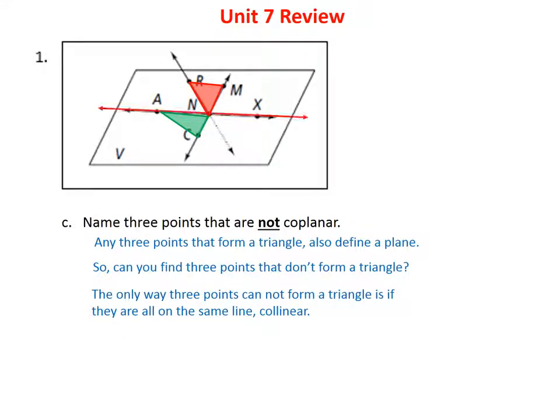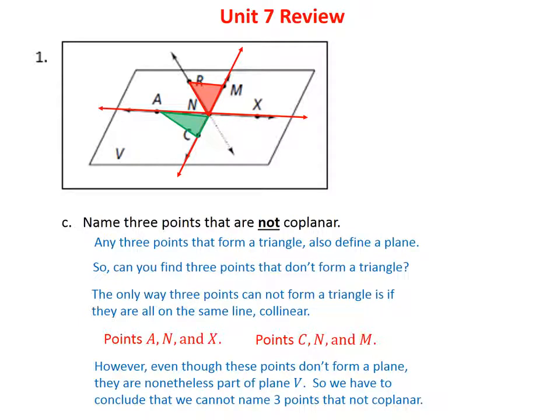So if I look for a line, for example, there's a line, and I can say, okay, A and X, those 3 points don't form a line. Likewise, C and M don't form a line, but that doesn't mean they're not coplanar, because you notice both of those lines lie in plane V, so all 3 of those points are also coplanar. So we have to end up in this question concluding that we cannot name 3 points that are not coplanar in this diagram.